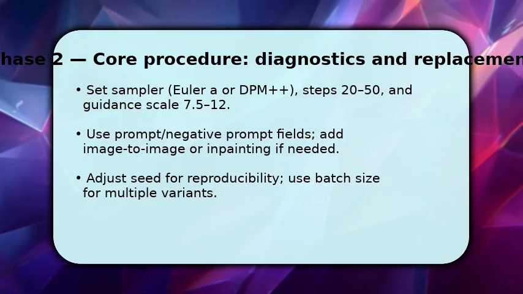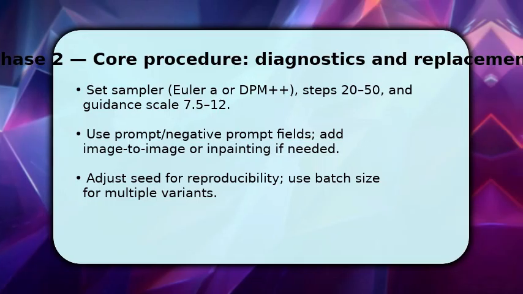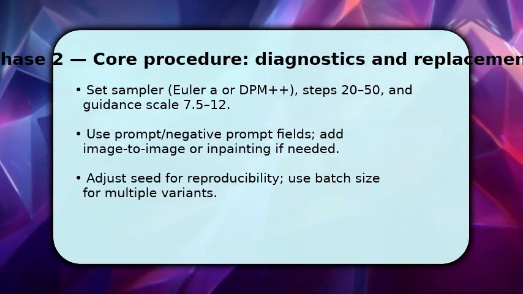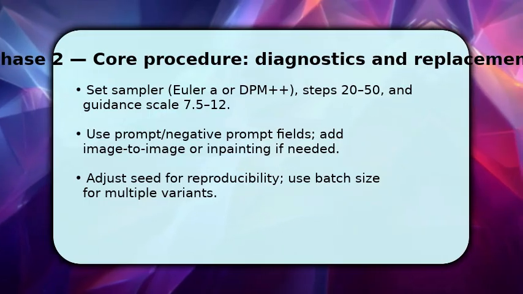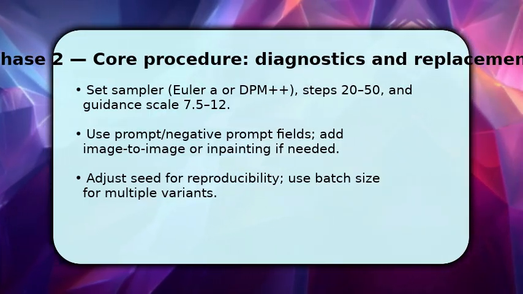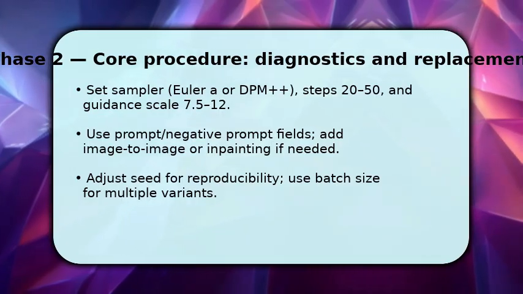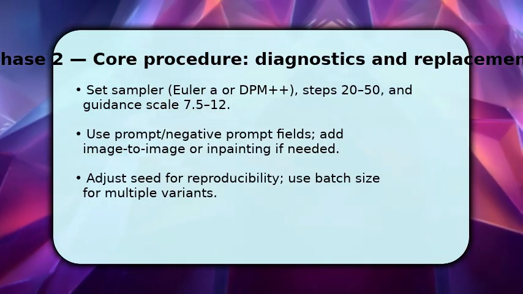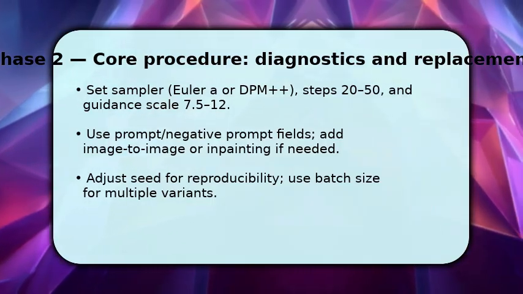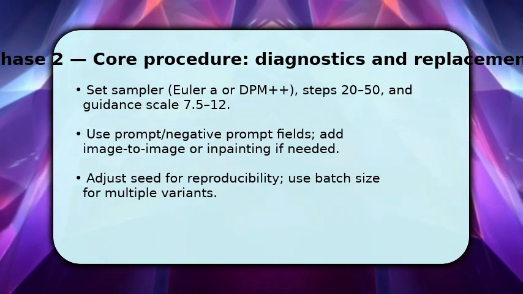Choose a sampler like Euler or DPM++, then set steps between 20 and 50. More steps refine detail, but cost time. Use a guidance scale around 7.5 to 12, so the model follows your prompt without overfitting. If modifying an image, enable image-to-image or in-painting and tune denoising strength. Remember to set or record a seed for reproducibility, and increase batch size when you want several variants at once.